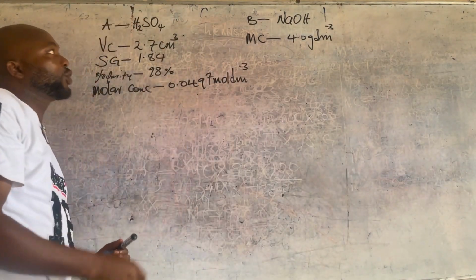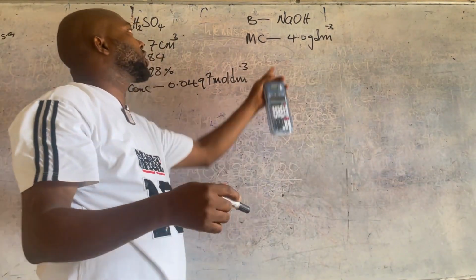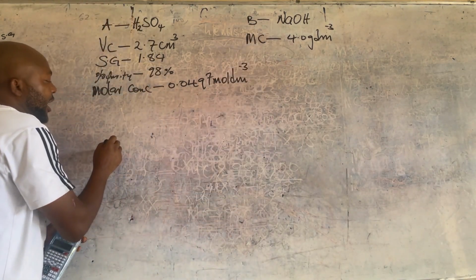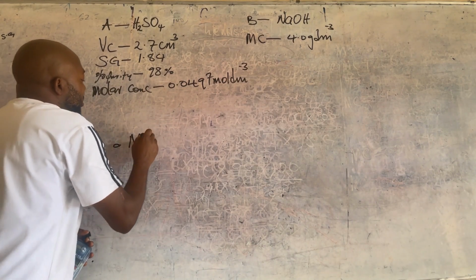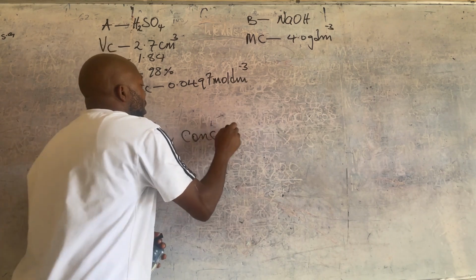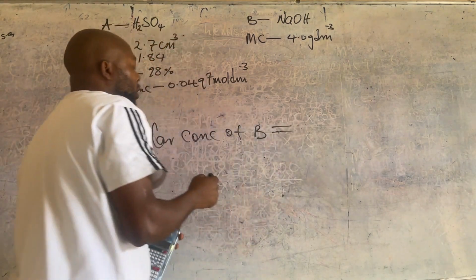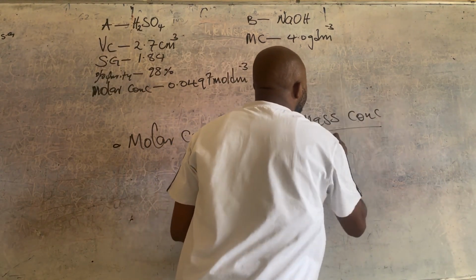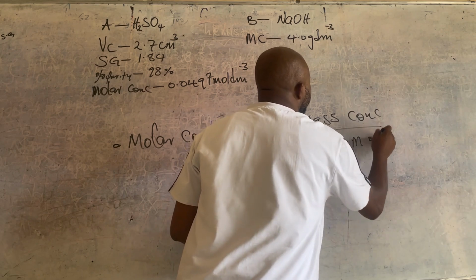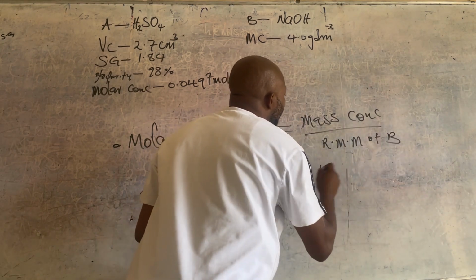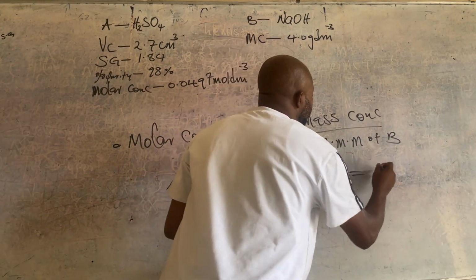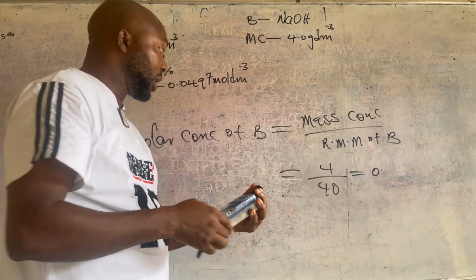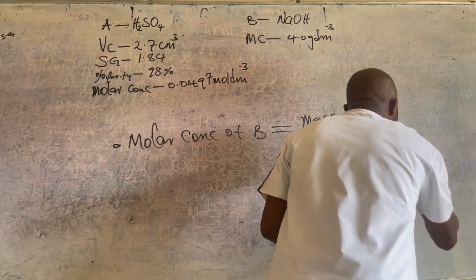Okay, for the base, which is sodium hydroxide, they gave us the mass concentration of 4. If the mass concentration for the base is 4, we can now say the molar concentration of B is equal to the mass concentration of B over the relative molecular mass of B. And this is 4 over 40, which is 0.1 mole per dm cube.